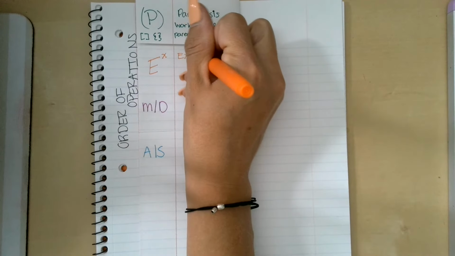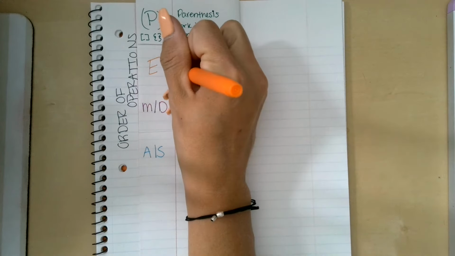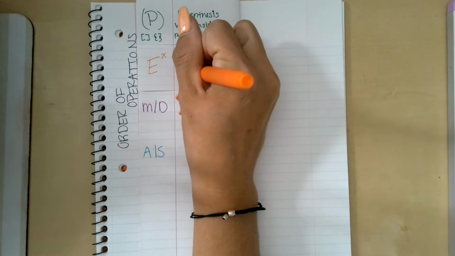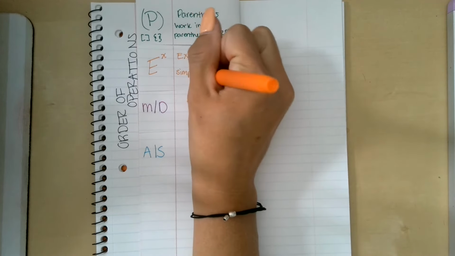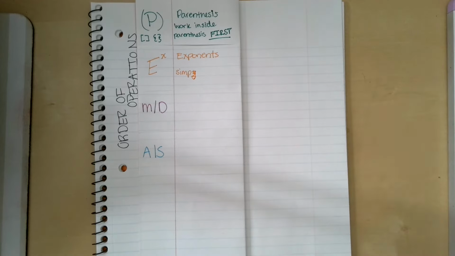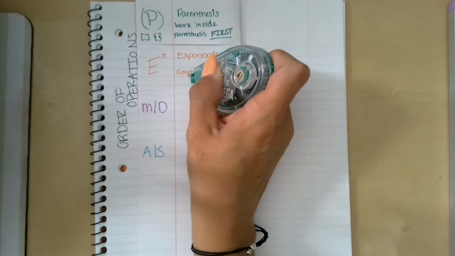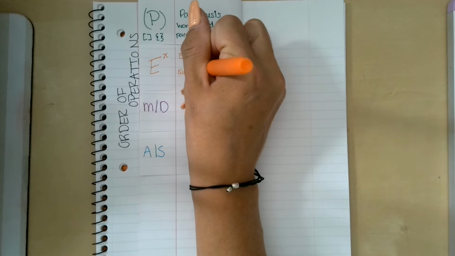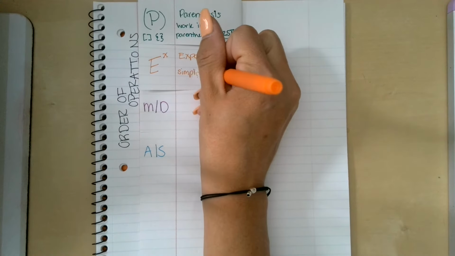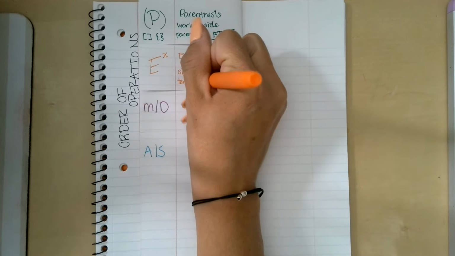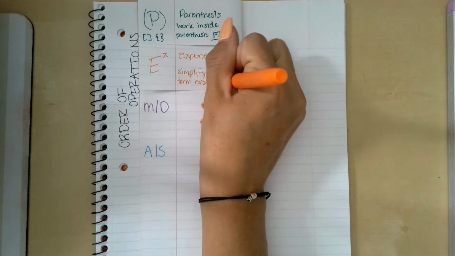So after we've taken care of all work inside parentheses, we're going to simplify any term raised to a power. I totally spelled simplify wrong. Oops, that's why we have whiteout. So we're going to white out that part. We always make mistakes. It's okay, as long as we fix those mistakes to the best of our ability. So we're going to simplify any term raised to a power.